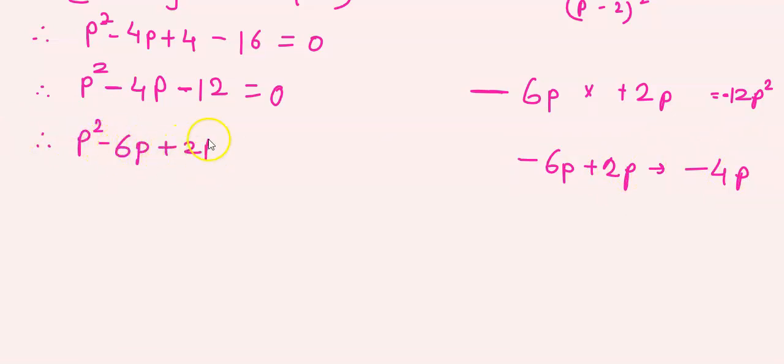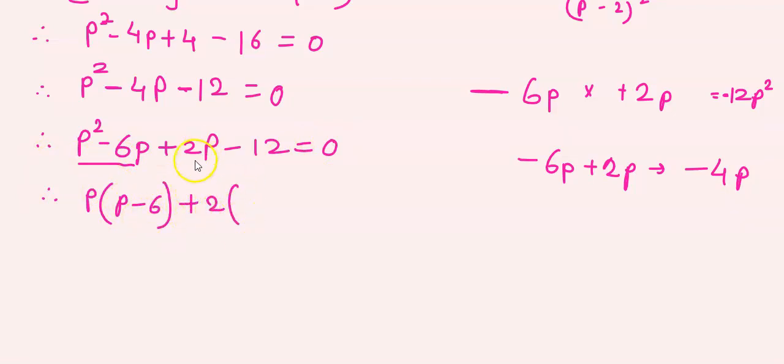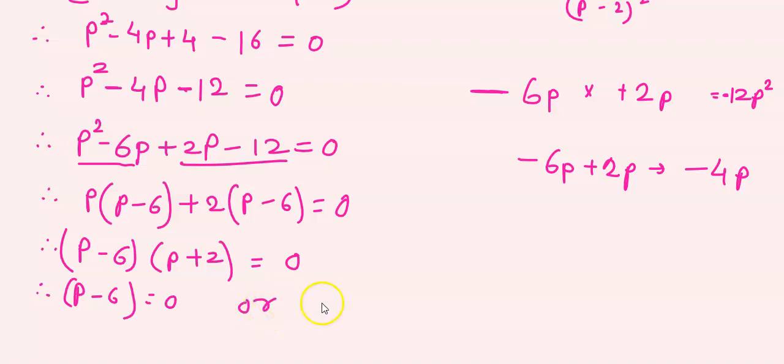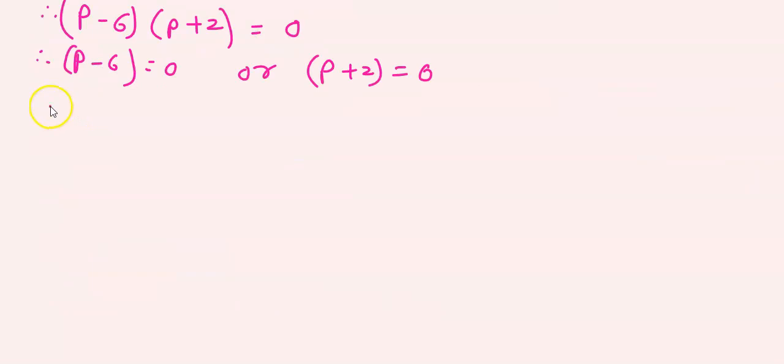So the equation becomes p² − 6p + 2p − 12 = 0. Now taking p common from the first two terms, it will be p(p − 6), plus taking 2 common from the others, it will be 2(p − 6) = 0. Taking (p − 6) common, it will be (p − 6)(p + 2) = 0. Therefore, either p − 6 = 0, or p + 2 = 0.